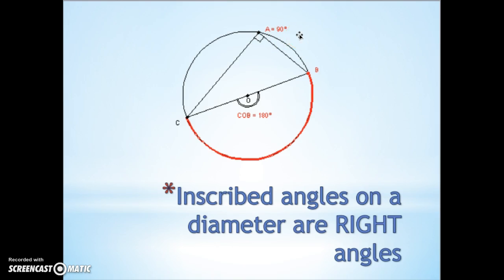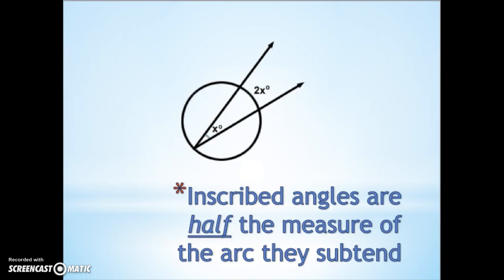I want you to notice something else. See how this inscribed angle is 90 degrees and then the arc it subtends is 180 degrees? Well, what do you think about those two numbers? 180 is 2 times 90. Do you think that has any significance? Well, it turns out that it does, because inscribed angles are half the measure of the arc they subtend. So no matter what this angle is right here, if it's an inscribed angle, the measure of the arc that it subtends is going to be twice the measure of the angle.